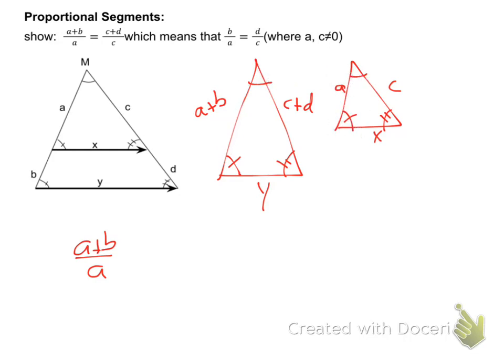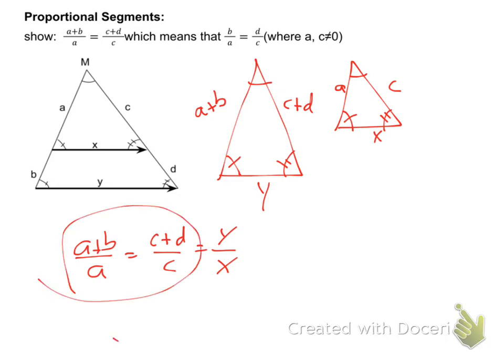Another one? C plus D over C. Last one? Y over X. Look at what we were supposed to show. What were we supposed to show? A plus B over A is C plus D over C. Wait a minute. Those are those over here. Am I done? Yep. I showed it.